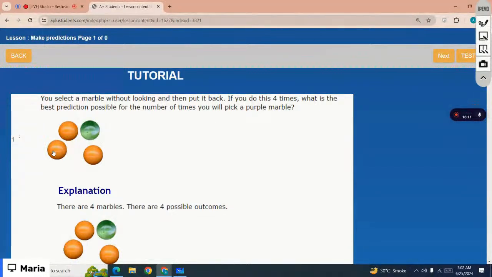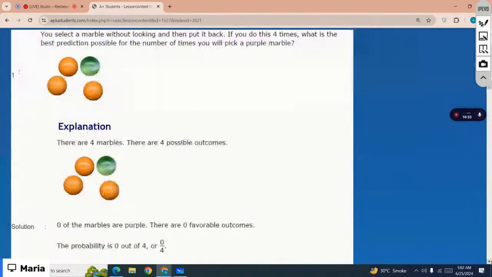Okay, let's start with the first example. You select a marble without looking and then put it back. If you do this 4 times, what is the best prediction possible for the number of times you will pick a purple marble? So just look at the marbles. We have 4 marbles, right? We do not have any purple marble, isn't it? So how will he draw a purple marble? The correct option is 0 because we don't have any purple marble. Got it?